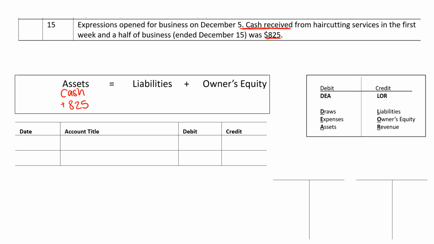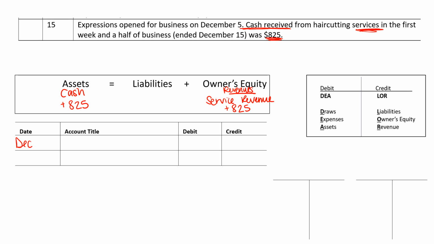The other thing that has to be recorded is the revenue generated. So revenue is generated by providing products or services. Here, services were provided, services of $825. So we record that as service revenue, which is a revenue account. And remember, owner's equity is affected by revenues. So service revenue of $825.